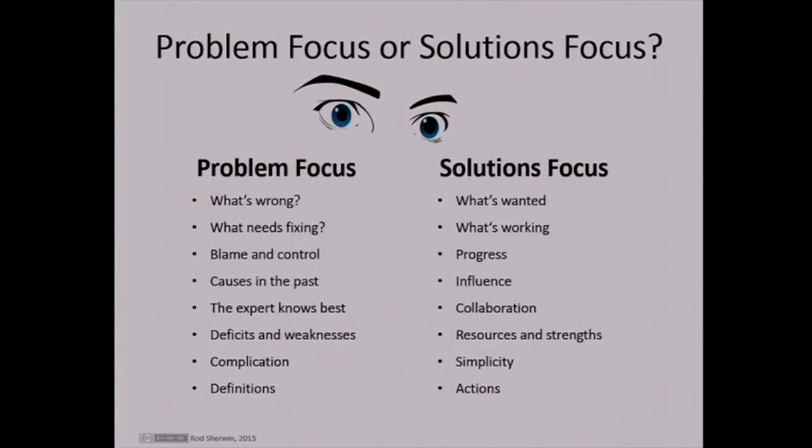What's wanted versus what's wrong, what's working, collaboration and progress, and resources and strengths. I find this really interesting. Where have we already got something somewhere in our life or somewhere in our organisation, somewhere in a team that can help us do this? And keeping it as simple as possible, so not going into complex theories and analysis, and actions.